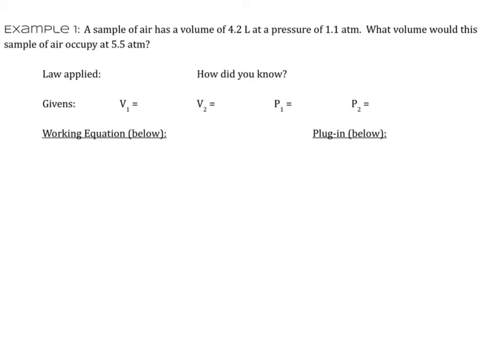Okay, so in example 1, we have a sample of air with a volume of 4.2 liters at a pressure of 1.1 atmospheres. What volume would this sample of air occupy if we change the pressure to 5.5 atmospheres? So honestly, I would list the givens out first because that allows us to figure out what's going on. So we have 4.2 liters. We are asking for the new volume, so that's going to be a question mark right now. Our pressure started at 1.1 atmospheres, and we're ending up at 5.5 atmospheres.